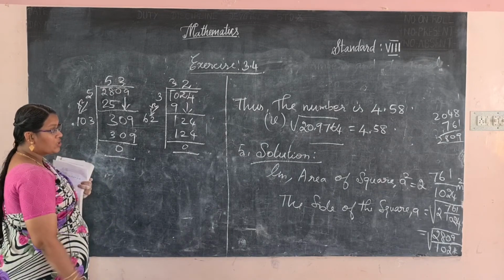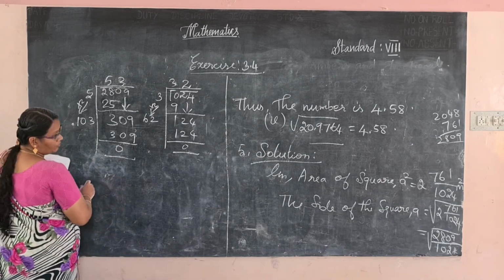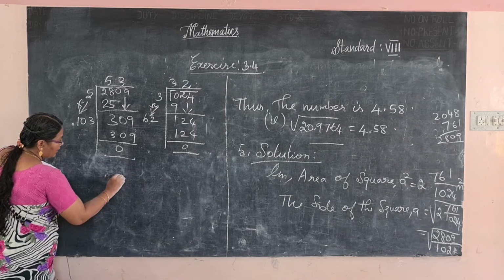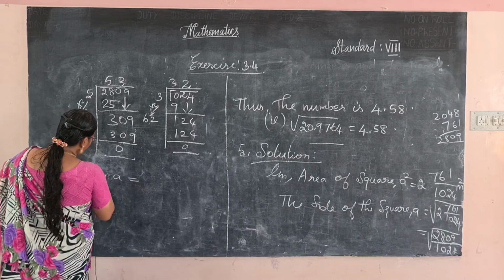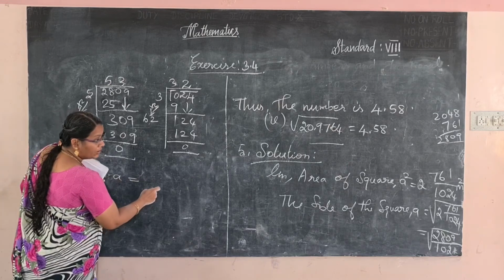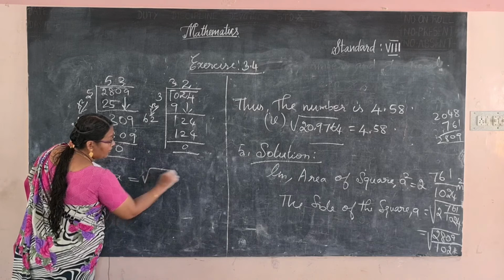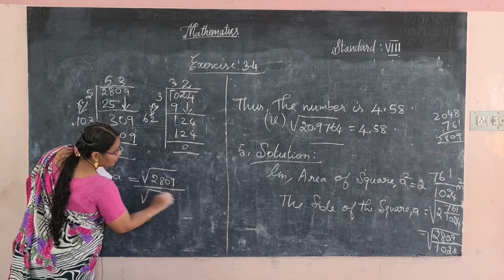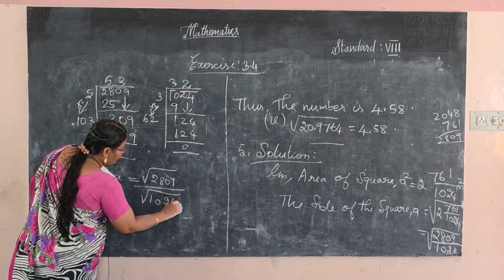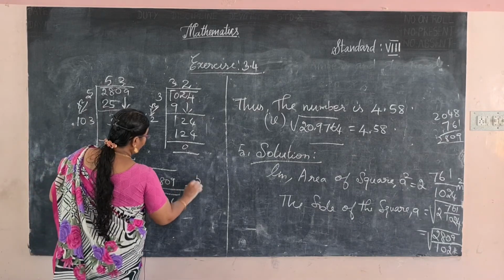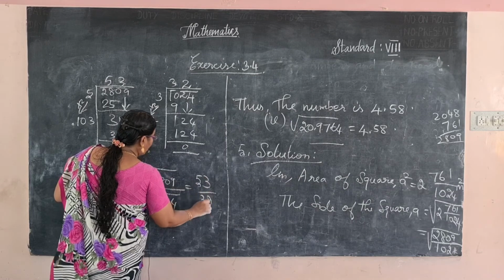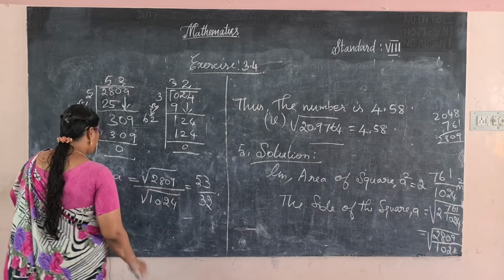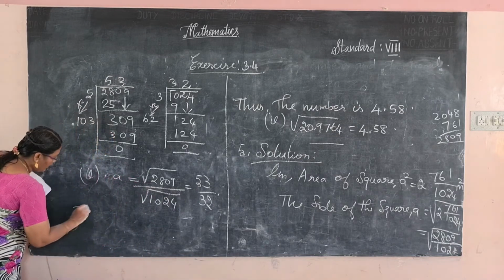Now we have to find the square root of the side. A is equal to the square root of 2809 by 1024. What is the value? 53 by 32. 53 by 32. That is the answer.